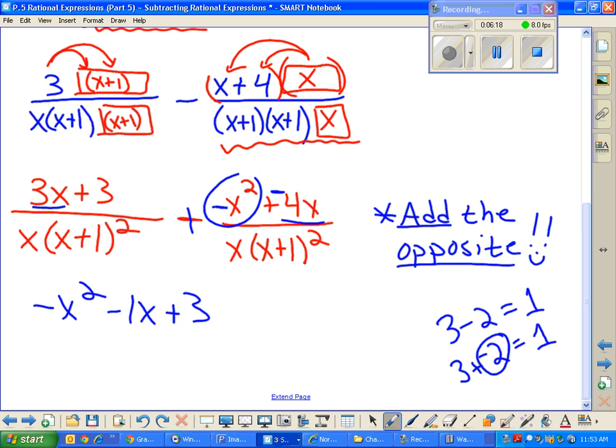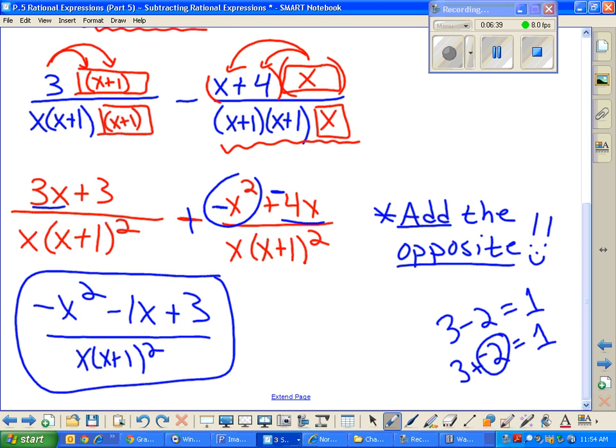Okay, now it's over my LCD. As you take a look at your problem, you always want to make sure it's in factored form. If you tried to AC group that trinomial on top, it does not factor. So this is done. The end of this one. Let's try one more, and then you're going to have your independent practice.